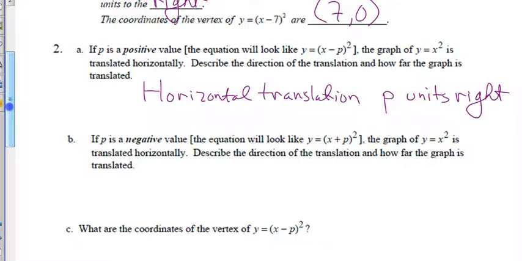Okay? So you're going to state the following for horizontal translation. You're going to say it's a horizontal translation, or you may use the abbreviation HT, right, for horizontal translation. Then you're going to say how much and which way, or which way and how much. So you could say HT p units right, or HT right p units. If p is a negative value, you'll see a plus in the equation, right? Because p is the value that follows a minus sign, and minus a negative gives you the plus. The graph of y equals x squared is translated horizontally. Describe the translation, how far the graph is translated.